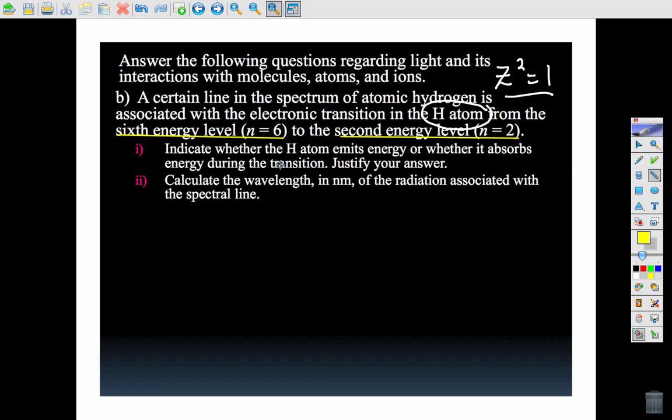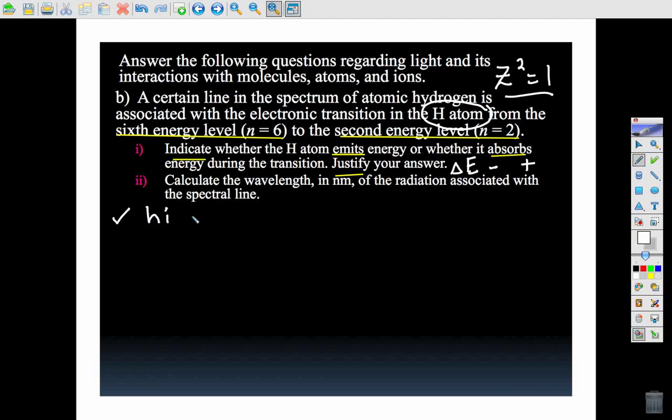All right. Now, the first part of this question asks us to indicate and justify whether we're dealing with emission or absorption. Now, you could do a calculation to prove that. You could calculate delta E, and if delta E is negative, it's an emission. If delta E is positive, it's an absorption. But it may be in a part where you don't have access to a calculator. So I'm going to go ahead and justify it using statements.